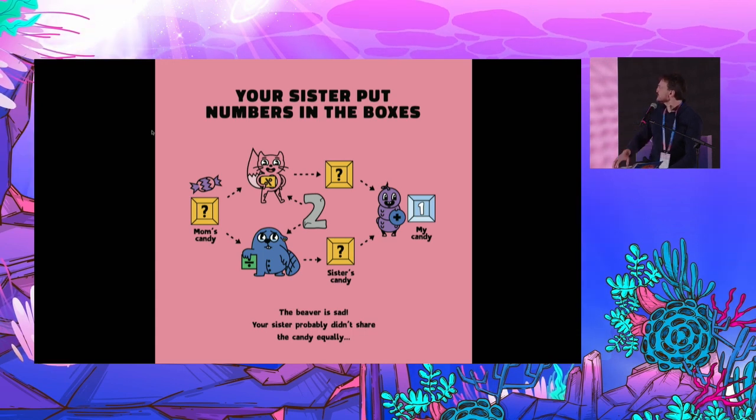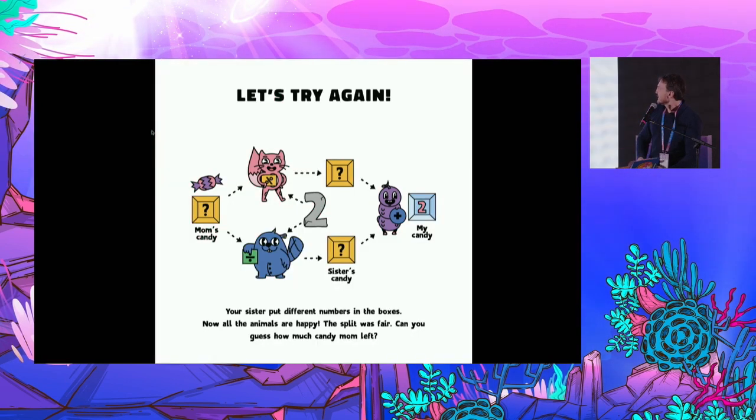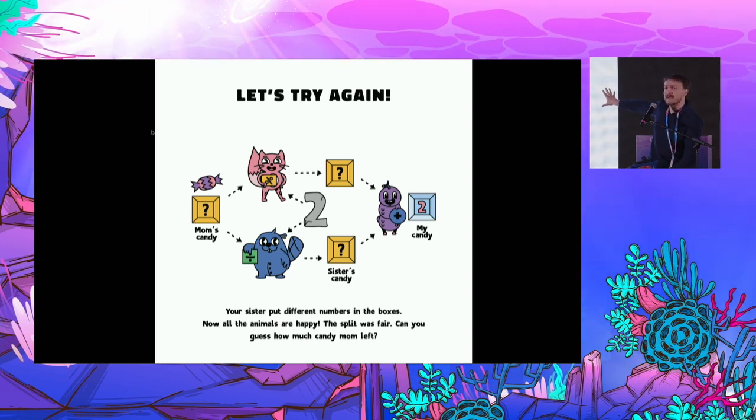But now if we go to the next slide, this is the positive outcome. Again, we don't know how much candy mom left. We don't know how much candy sister got, but if all animals are happy, this means that the 2 candy that we ended up with is the right value.